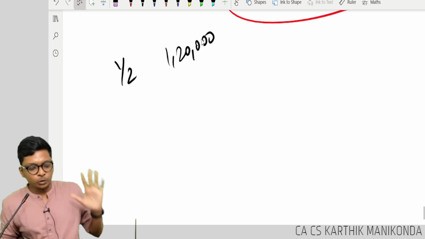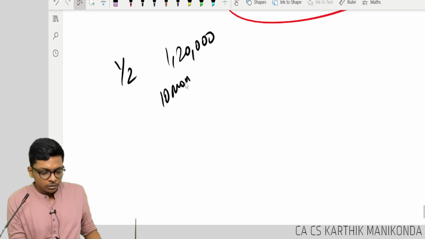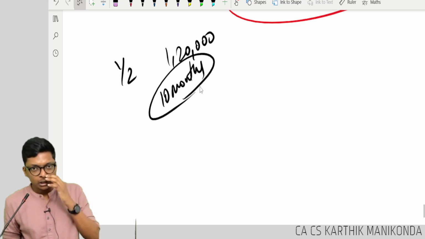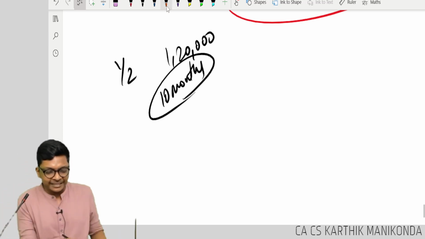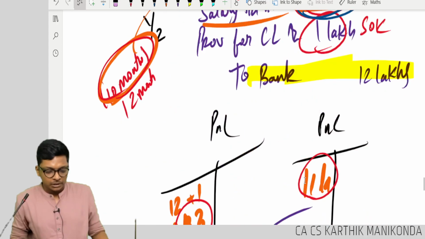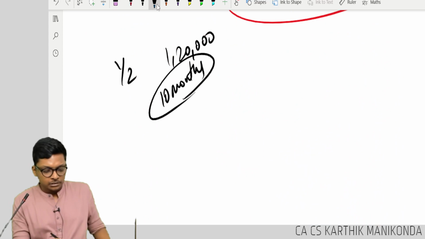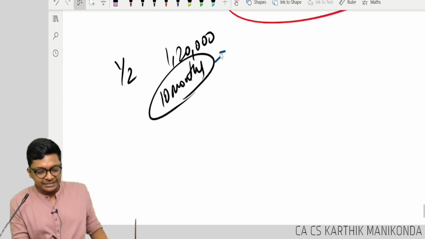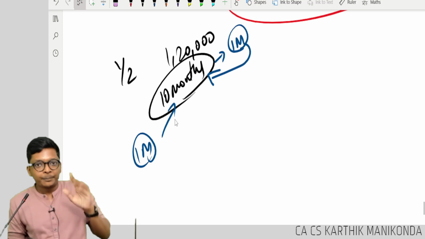1,20,000. How many months do you want to work in the second year? 10 months. Okay. We don't have an illustration like this in the book. It will be tricky, but we will understand it. So Vignesh is saying the first year entry remains the same. Now in the second year, he worked for 10 months. If he works for 10 months, he will get 1 month of the second year and 1 month of the previous year.